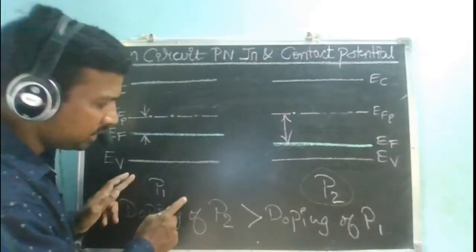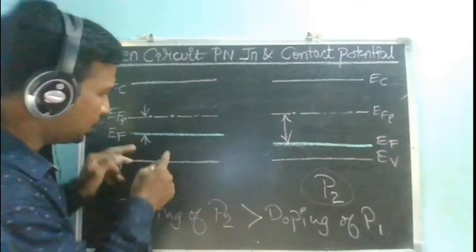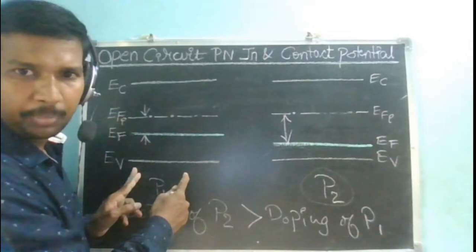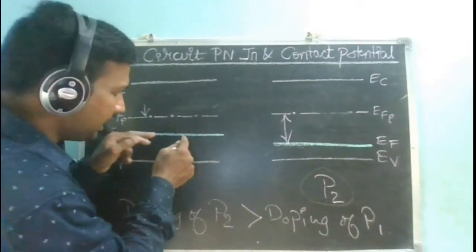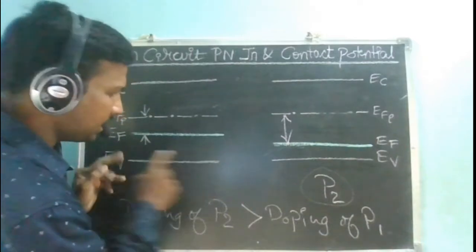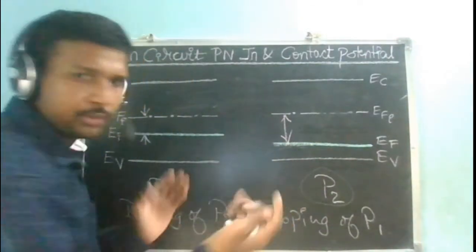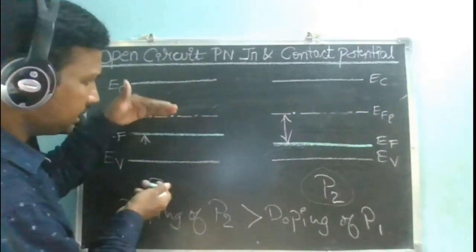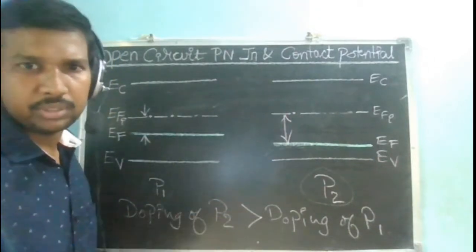The more holes it receives from P2 because of the diffusion of charge carriers, this particular Fermi energy level is going to move towards EV. Yes or no? It moves towards this particular EV until it aligns with this particular Fermi energy level when P1 and P2 are brought in contact. So that means this is going to come down or this is going to go up. In either way, both are the same.